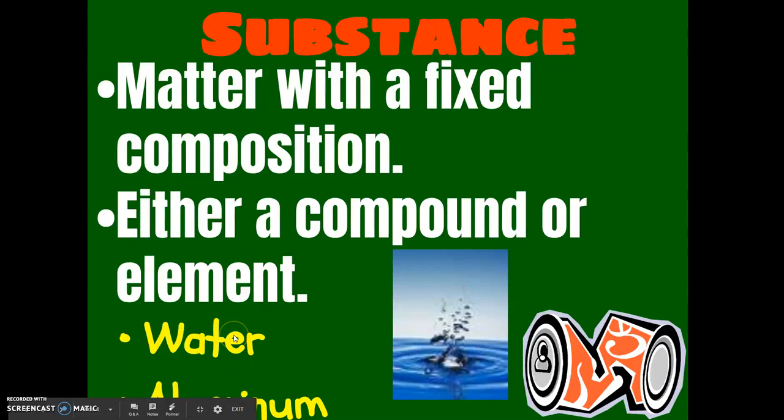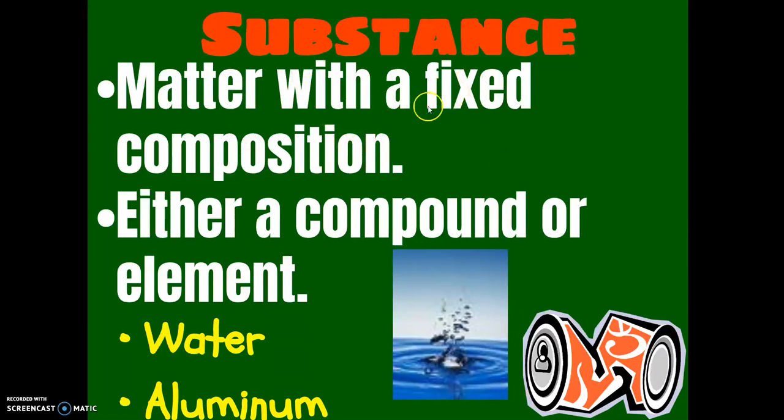So water is H2O, no matter where you find it, whether it be a million years ago in Australia or North America. Water is always going to be H2O, two hydrogens and one oxygen. Aluminum is a substance because it's always Al. It's always the same type of atom. And so no matter where you find it, aluminum is always the same. There are some differences with neutrons, but in general, aluminum always has a certain number of protons and electrons. It changes a little bit, but aluminum is aluminum no matter where you find it. Same with water. So that's what a substance is: matter with a fixed composition.